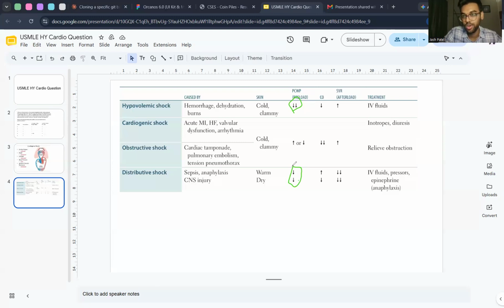And that's all you need to know about cardiogenic shock for the USMLE Step 1. Thank you.